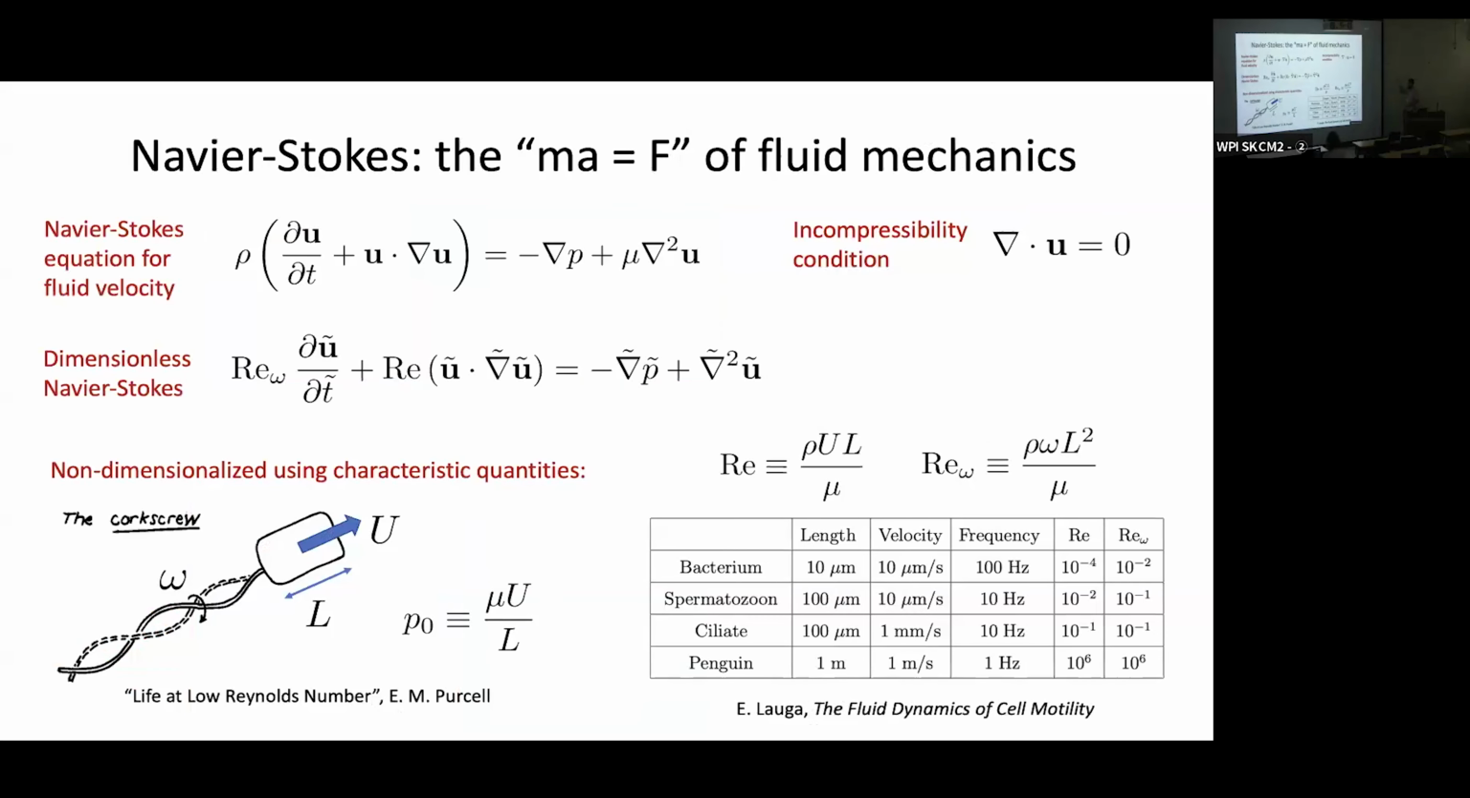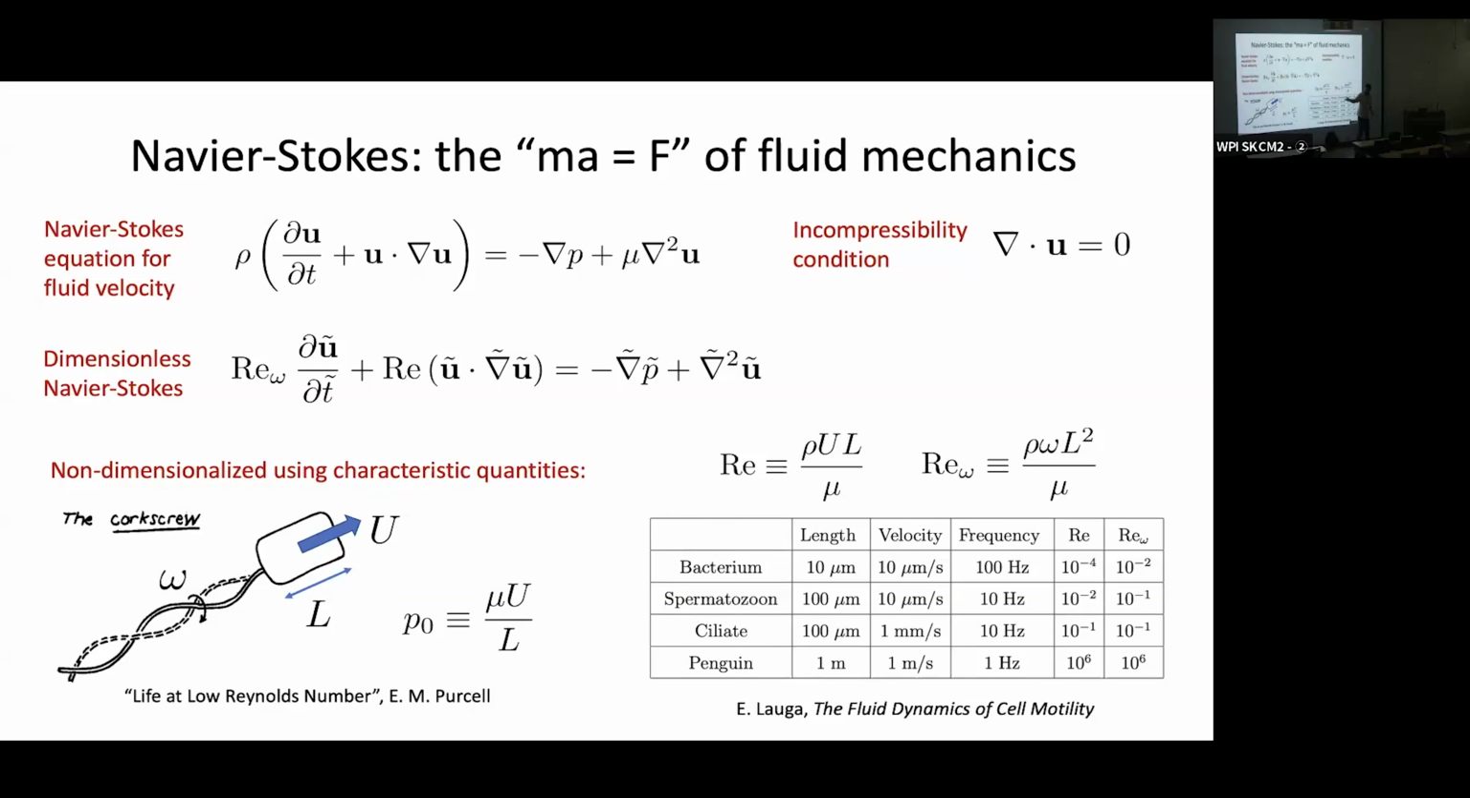Okay, so here is your crash course introduction to low Reynolds number fluid mechanics. Up here on the top, we have the very basics. We have ma equals F, but in disguise. This is basically Newton's second law, but when you take an Eulerian point of view, when you think about fields, the velocity field u that varies in space and time.